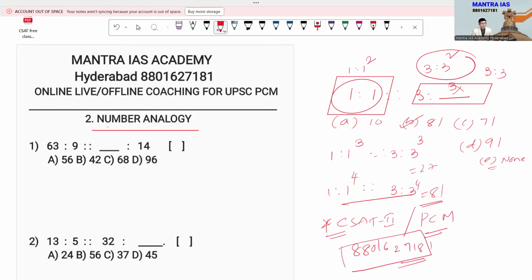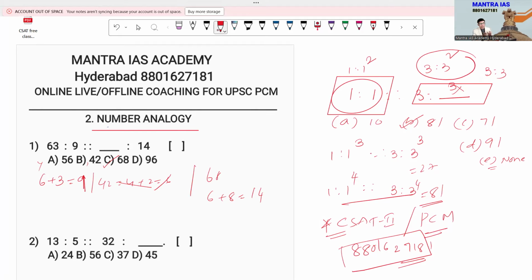Now come to the point here. The left side is 63:9 as dash is to 14. This is the question. How, by using these 6 and 3, are you getting 9? I think you got an idea. Simply, 6 plus 3 is 9. In the same style, to get 14: 5 plus 6 is 11, but not 14, so option A is not it. If I take 42, 4 plus 2 is 6, but not 14. So this is also not the answer. Then I come to 6 and 8. 6 plus 8 is exactly 14. So the answer for this question is C, 68.